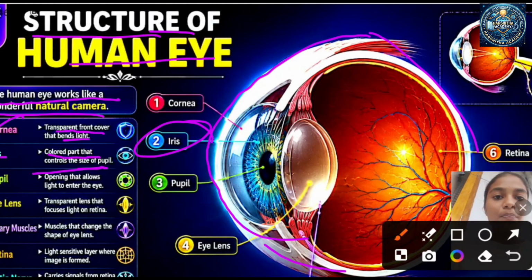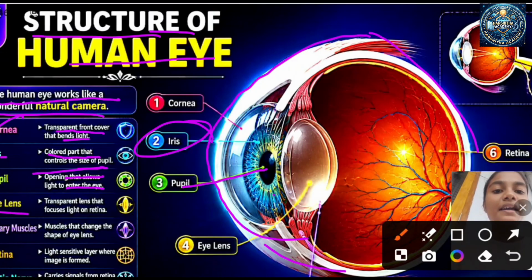What do you mean by pupil? Here this black colored structure, we call it the pupil, where the light enters. It is the opening that allows light to enter the eye. So why does the iris maintain the size of the pupil? We can see in the next slide now.